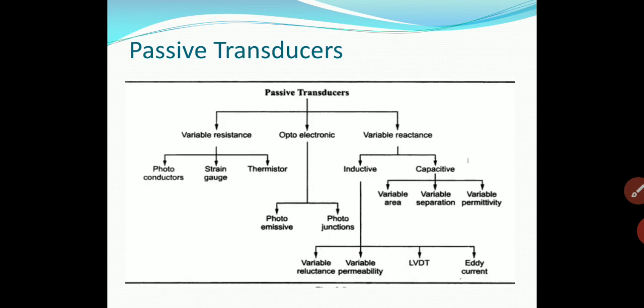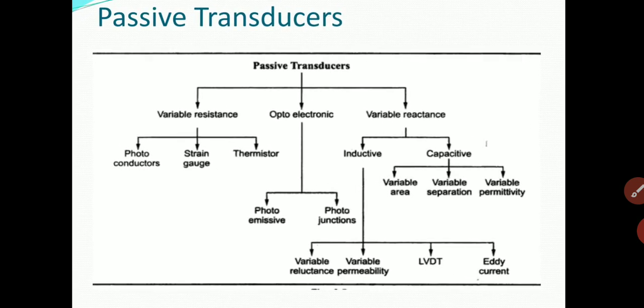We can classify passive transducers in 3 broad categories: variable resistance, optoelectronic and variable reactance. In the variable resistance, it can be classified as photoconductor, strain gauge and thermistor. इन तीनों में रेजिस्टेंस वेरी होगा और इस जो वेरिएशन को ही हम इलेक्ट्रिकल क्वांटिटी में कन्वर्ट करेंगे.